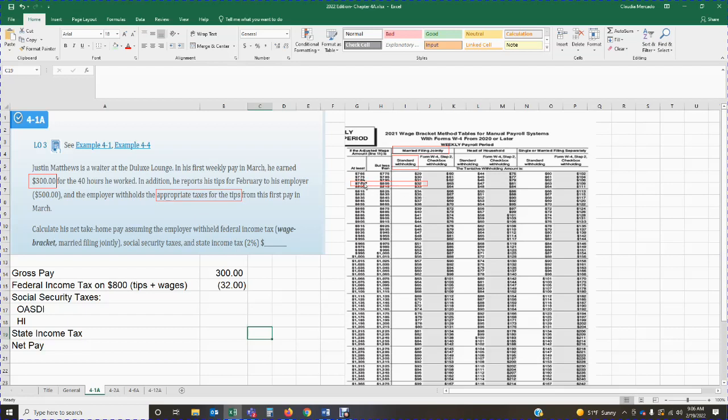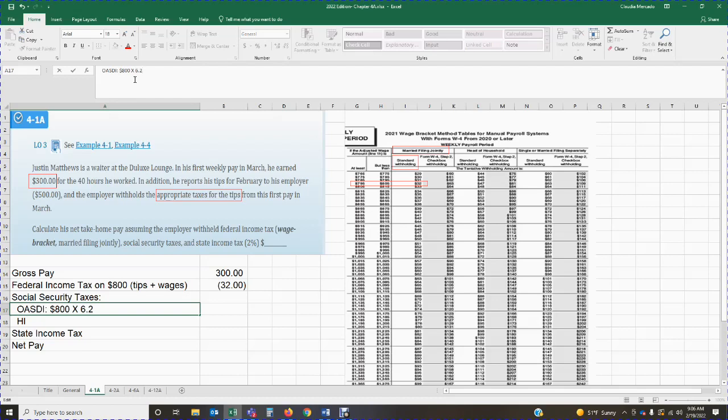Okay, so just be very careful. At least, but less than. So make sure that whenever you're looking at that number, you use the right brackets. Okay, so that is how we calculate the federal income tax. We use a table. We just have to locate the information on the table. Now we also have to deduct OASDI and HI. Those are my Social Security taxes. Remember, we are paying Social Security taxes on the $800, which is your tips plus your wages.